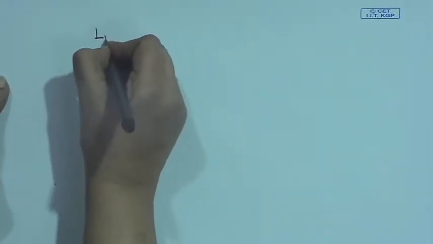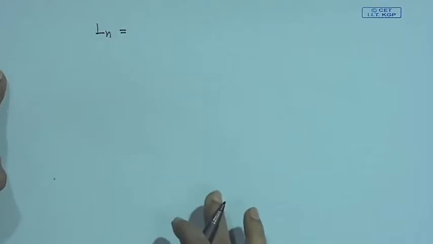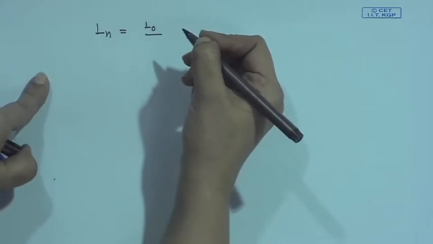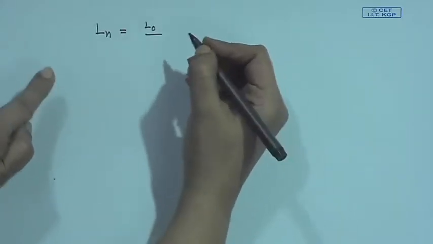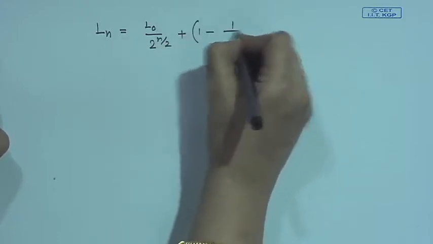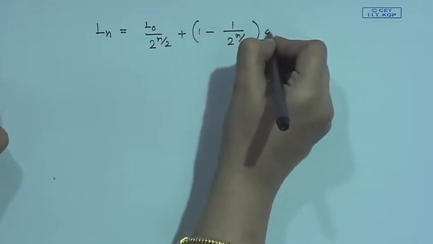So, after doing the nth experiment, my interval of uncertainty would be, where n is even, n cannot be odd, because at each experiment we are getting 2 points at a time, L0 divided by 2 to the power n by 2 plus 1 minus 2 to the power n by 2 delta. That is why, if I ask what would be the interval of uncertainty after doing 10 experiments, you just substitute the value n is equal to 10.